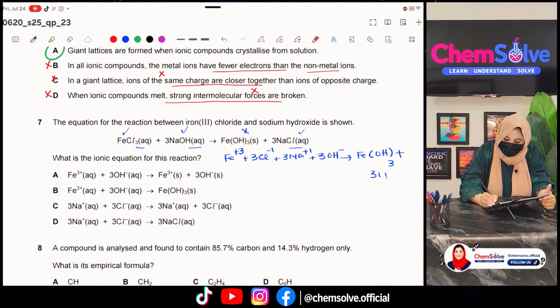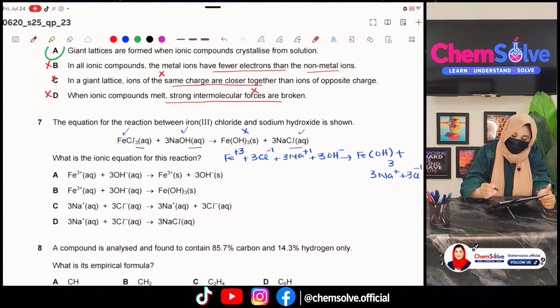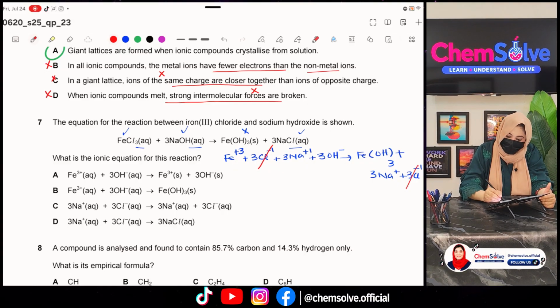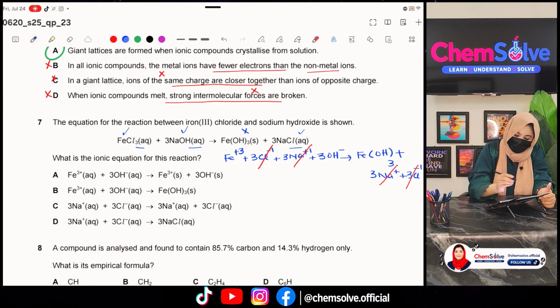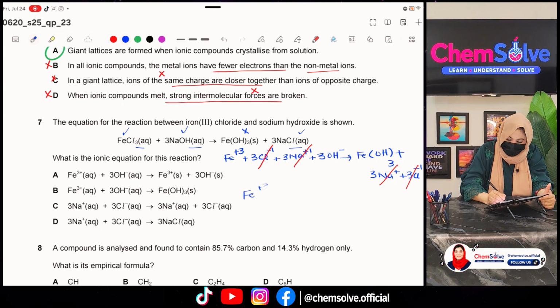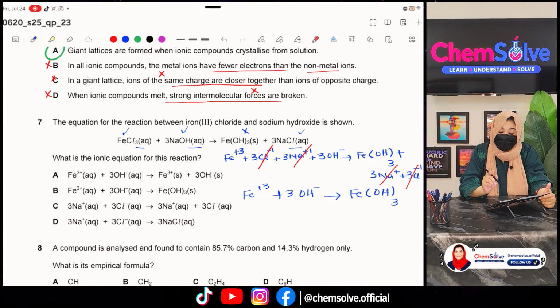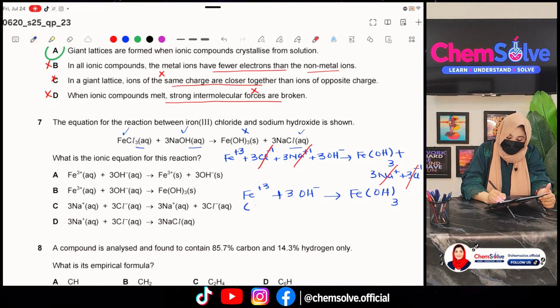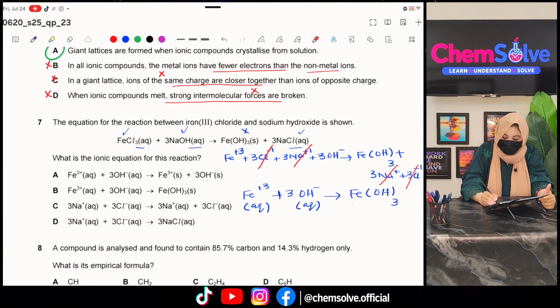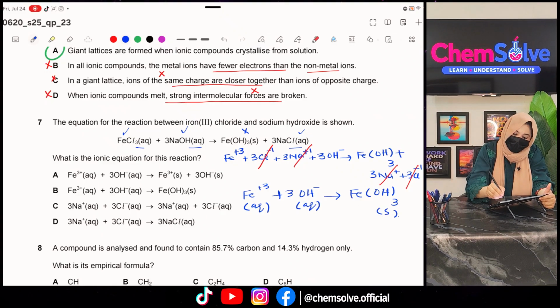plus 3Na positive plus 3Cl minus 1. Now the same ions would be cancelled out: 3Cl minus 1, 3Cl minus 1, 3Na positive, 3Na positive. We are left with Fe positive 3 plus 3OH minus 1 gives us Fe(OH)3. The state symbols will remain the same as in the main chemical equation, so aqueous and solid. It exactly matches with option B. So option B is the correct option.